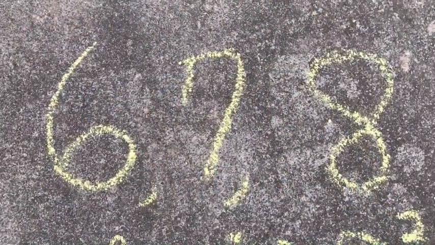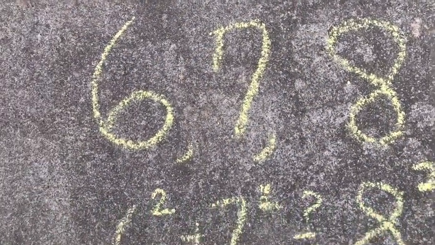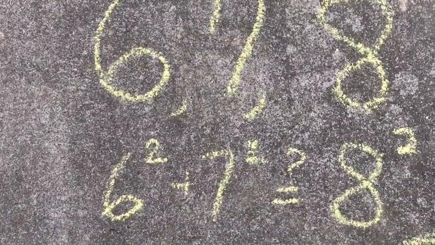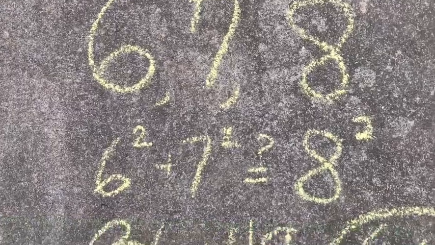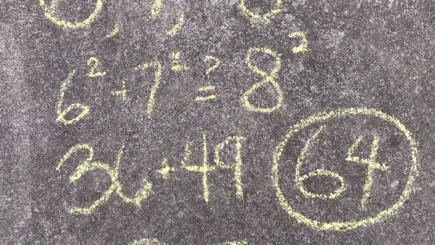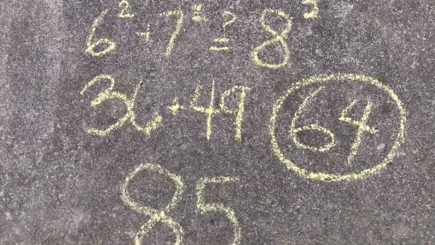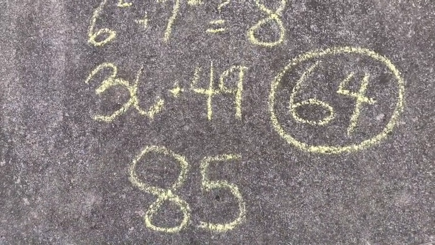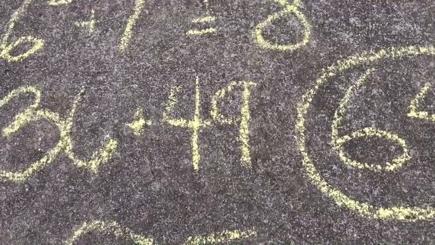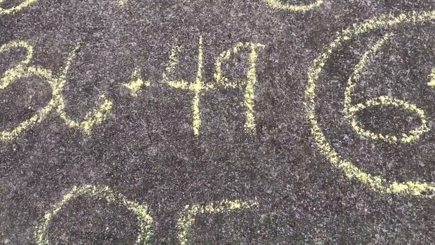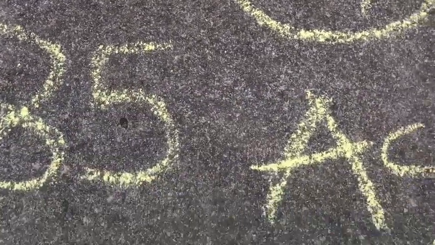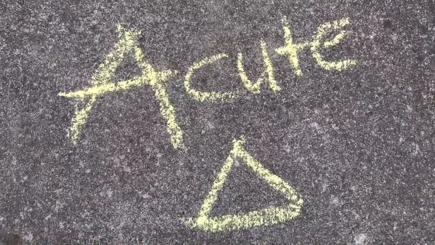And now we've got 6, 7, and 8. So 6 plus 7 is greater than 8, so that's a triangle. We can continue. 6 squared plus 7 squared, we want to see how that compares to 8 squared. So then we have 36 plus 49, and we want to see how that compares to 64. And since 36 plus 49 is 85, 64 is less than 85. So that means that this is an acute triangle.